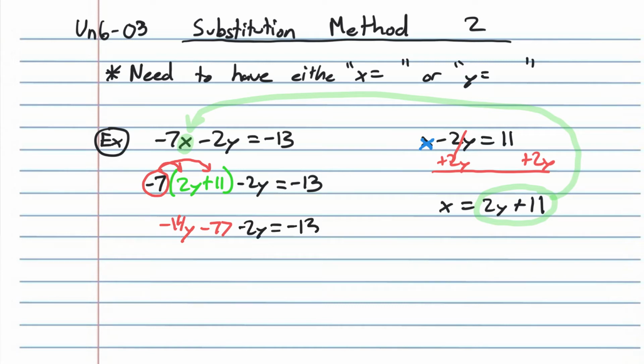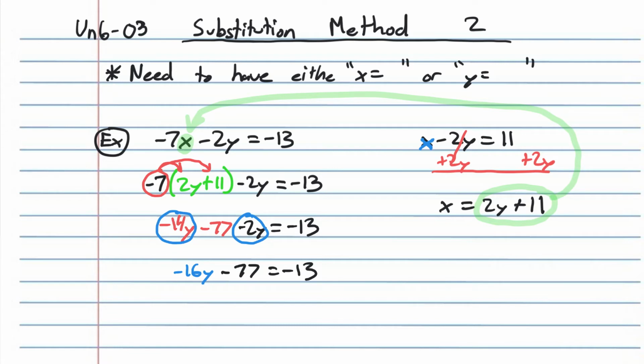Okay, so now we can combine some like terms. We have y's on the same side of our equation. So what we can do is combine negative 14 and negative 2. Okay, when you combine them, we're not doing the opposites here. Negative 14 minus 2, negative 16. Again, everything else we didn't use, bring down. So minus 77 equals negative 13. Now we're finally down to a two-step equation.